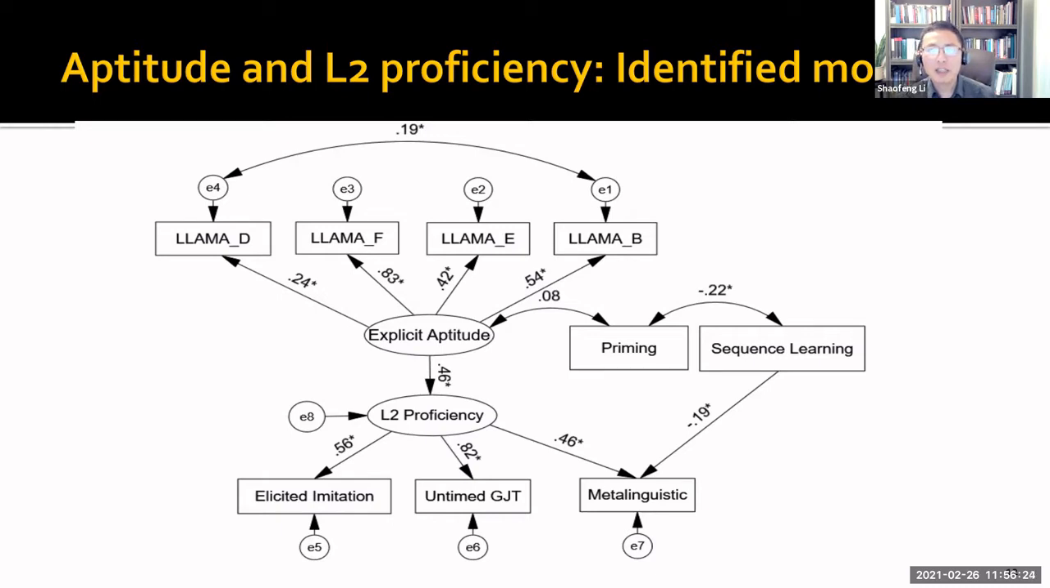On the other hand, explicit aptitude was a strong and significant predictor of L2 proficiency, represented by elicited imitation, GJT, and metalinguistic knowledge.